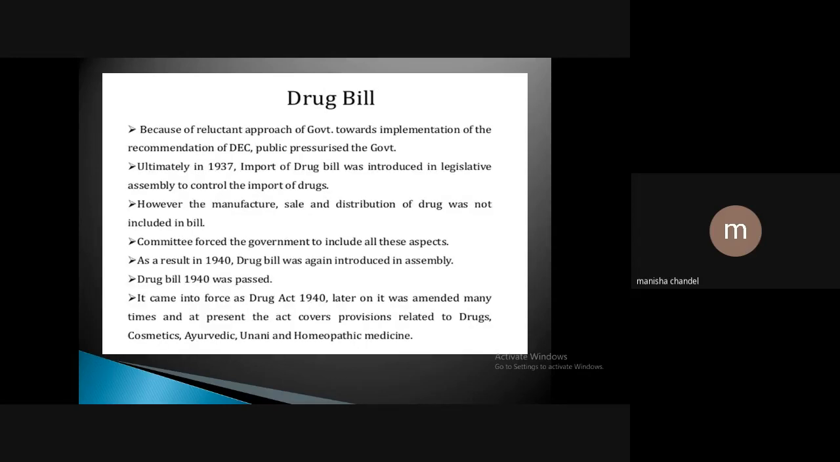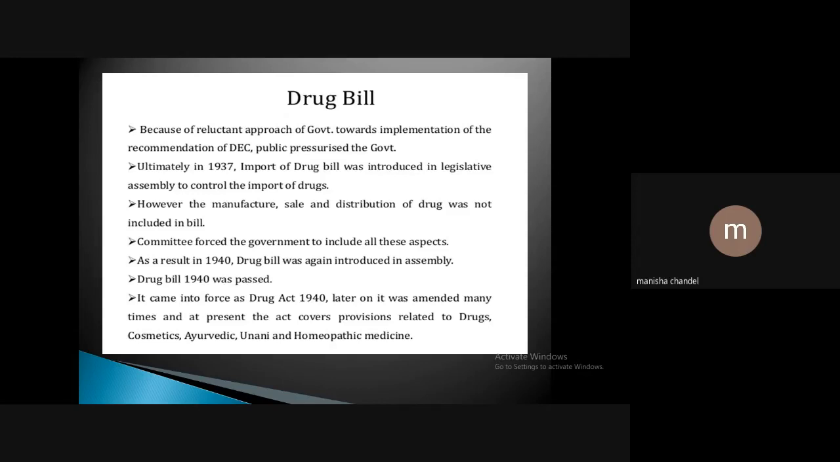Drug bill. So what was the drug bill? Because of the reluctant approach of the government towards the implementation of the recommendations of DEC, the public pressured the government. The DEC was not fully sufficient to implement its recommendations. So a bill was passed by the government. Ultimately, in 1937, the Import of Drugs Bill was introduced in the Legislative Assembly to control the imports of drugs. However, the manufacture, sale, and distribution of drugs was not included in the bill.